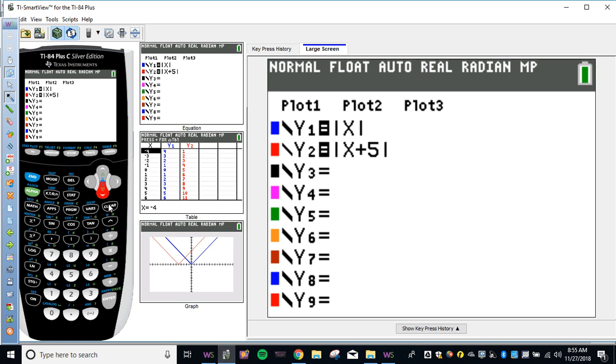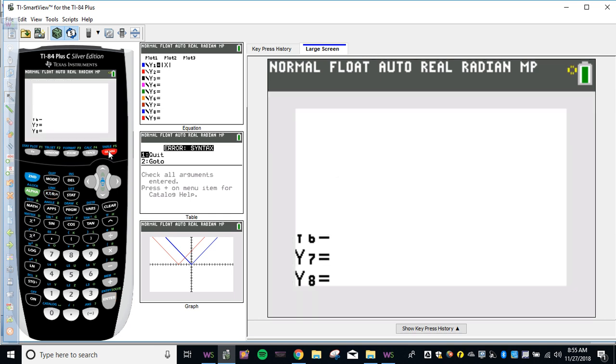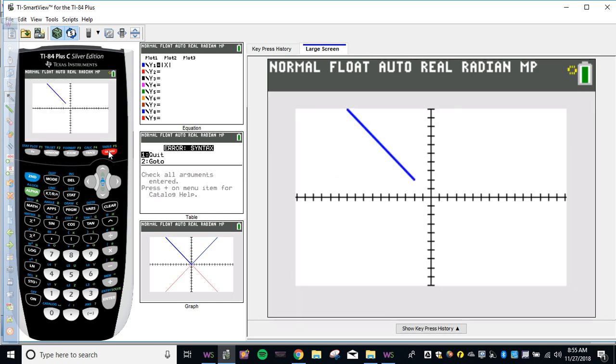So here's the parent function, and then we'll go negative absolute value of x and take a look. The parent function's in blue, the transformation's in red. Shazam, it flips over the x-axis. When it's negative, if I plug in -1, the absolute value of -1 is +1, but if I put that negative in front, then it becomes -1. So that's why every one of those answers flips over the x-axis.